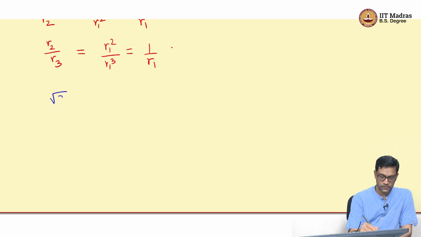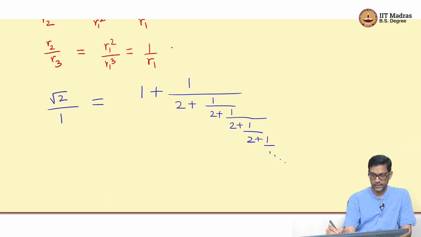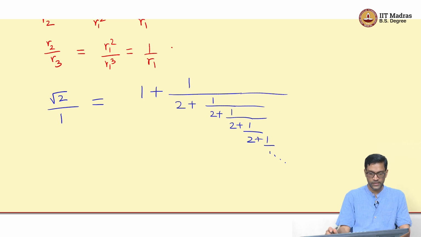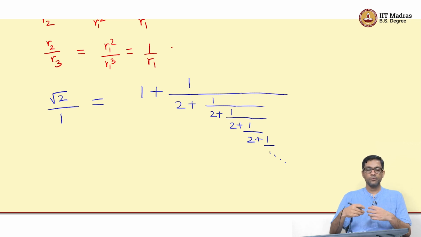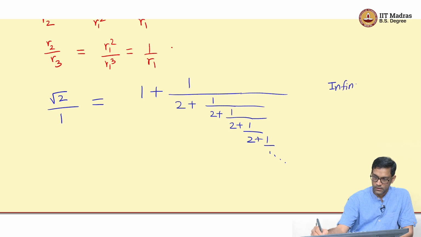So if you really just keep going on and on, this is what we are saying: root 2 by 1 is, it feels like, 1 plus 1 by 2 plus 1 by 2 plus 1 by 2 plus 1 by, and so on. In a sense, if I just keep going on and on to infinity, it seems like that's really what I am doing when I am doing the Euclidean algorithm all the way forever. This is what you would call an infinite continued fraction.